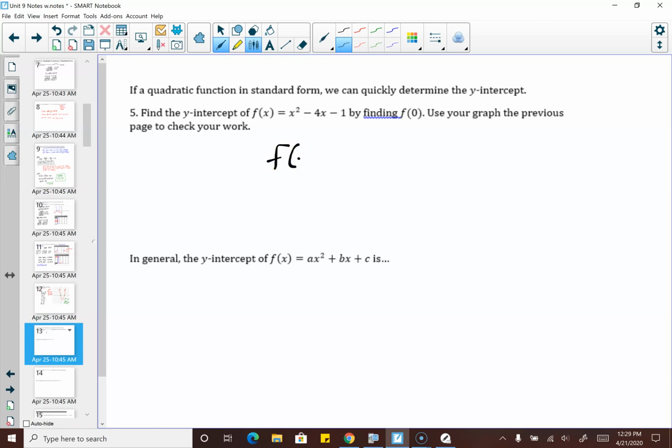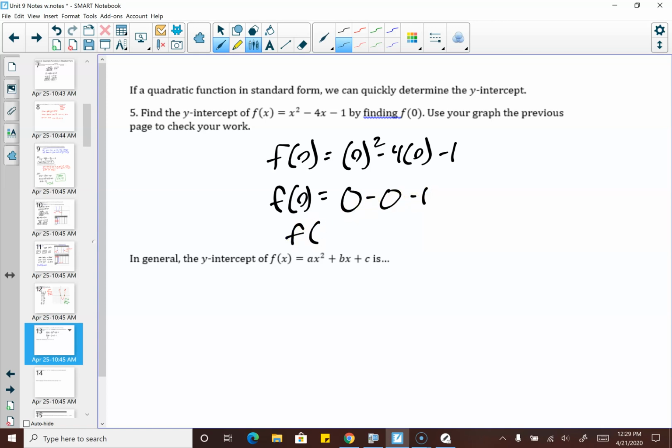So what they want us to do is plug in a 0 for x. Well, this should be pretty easy because what's 0 squared? 0. What's -4 times 0? 0. Minus 1. Well, 0 minus 0 minus 1 gives us -1. And there is our y-intercept. So our y-intercept is -1.